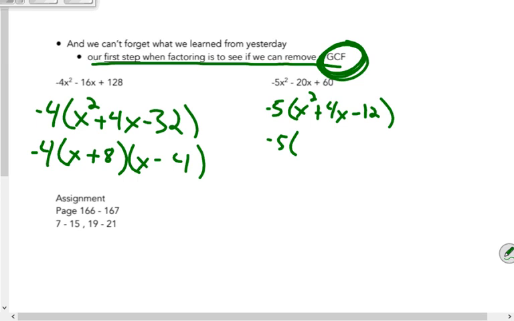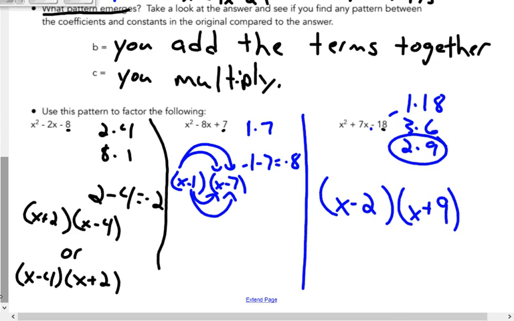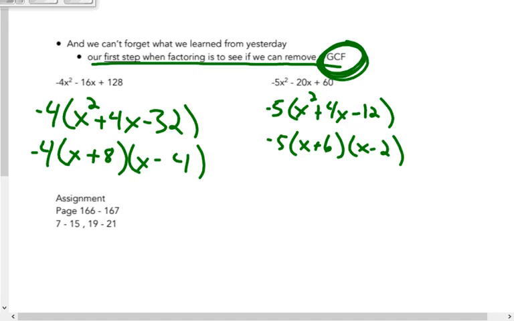Factors of 12 that'll give me 4 are 6 and 2. I put negative 2 in the first one, does it matter? Doesn't matter. Either one of these is correct, because two brackets put together is multiplication. Is 3 times 2 and 2 times 3 different numbers? No, so it doesn't matter.